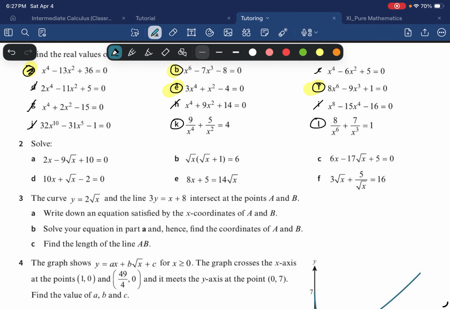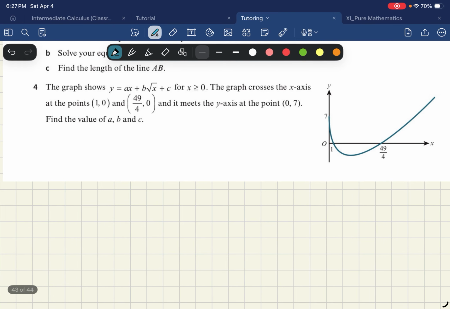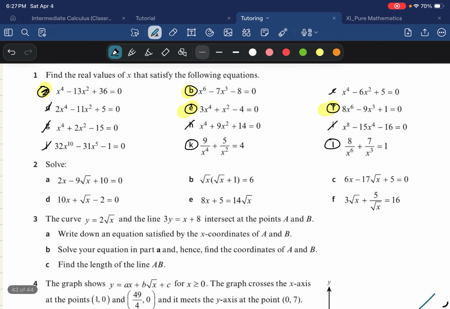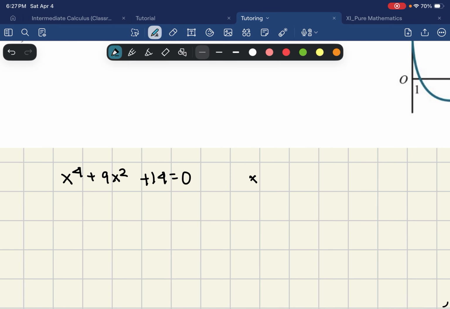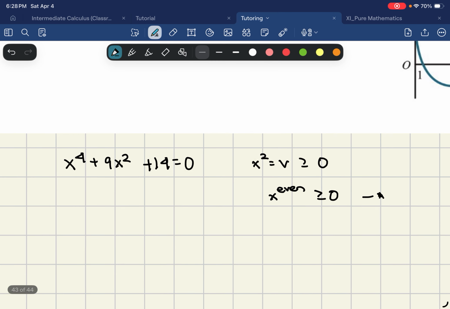So H is x to the power 4 plus 9x squared plus 14. And I'll say x squared is equal to v, and this has to be bigger than or equal to 0. Remember, even powers of x are 0 or positive. So 2 is even, 4 is even, 6 is even. So all even powers of x are always going to be bigger than or equal to 0. So this is something you might want to remember.